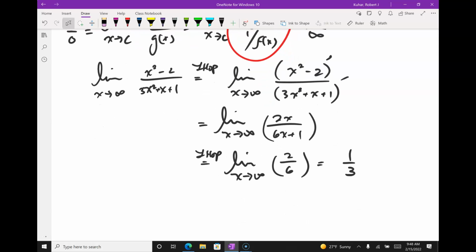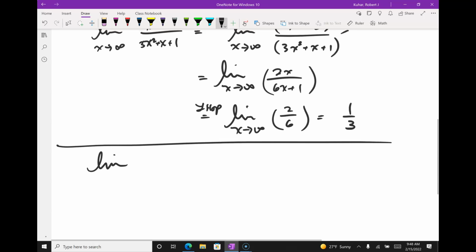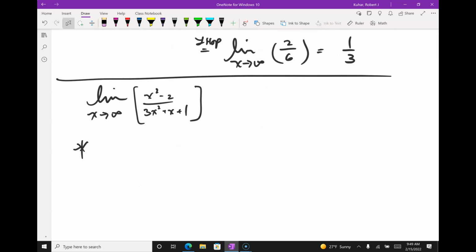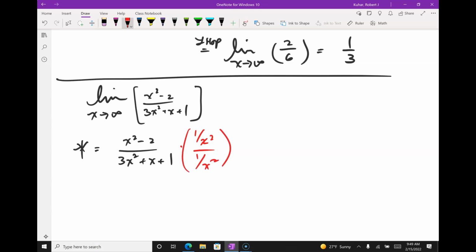So one more time, but let's apply that theorem. I'm looking at the limit of x squared minus 2 over 3x squared plus x plus 1 as x goes to infinity. And I want to use that theorem, so I want to work on my function star. Everybody with me? I'm going to seek out the mother function in either numerator or denominator that's the highest power. And I see it's an x squared. So I want to multiply by 1 over x squared over 1 over x squared. So I'm going to take that highest power of any term and divide every term by it.